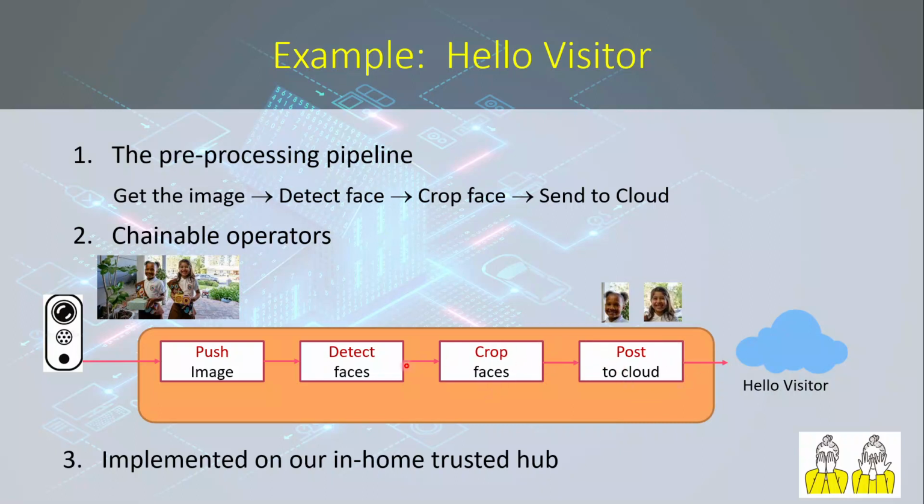Now, these are the nodes or blocks that you would pull out of the Node-RED environment and chain together. And then once you've done that, Node-RED will implement this onto your in-home trusted hub.